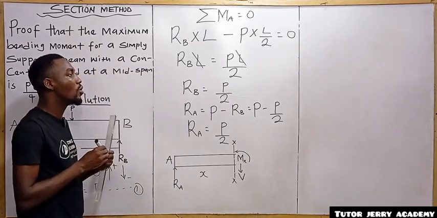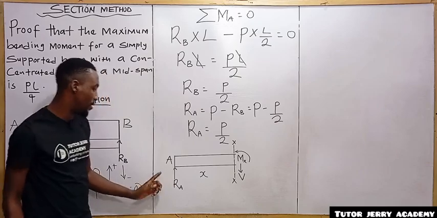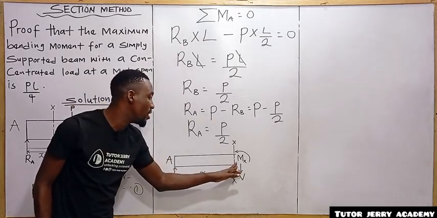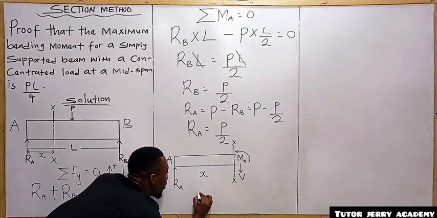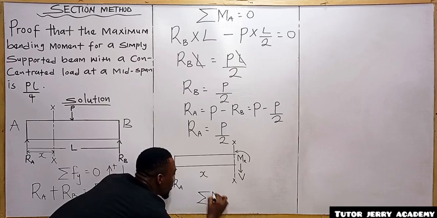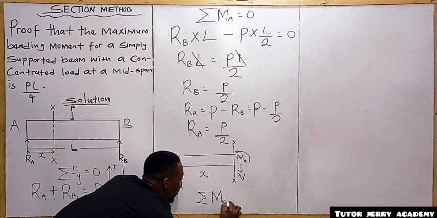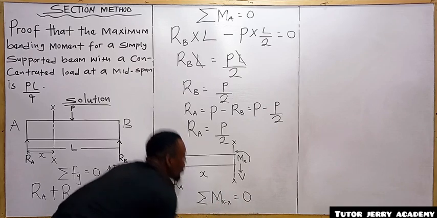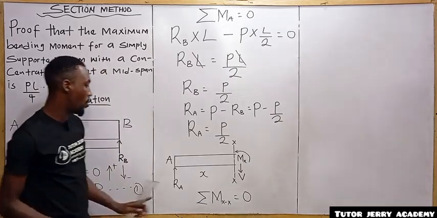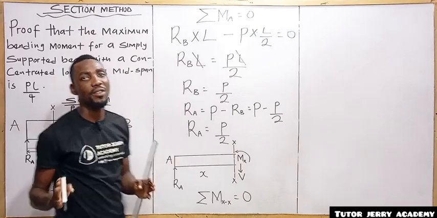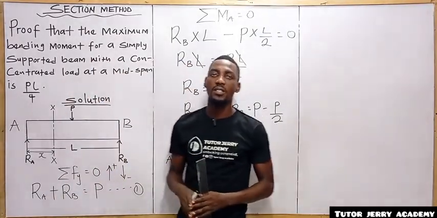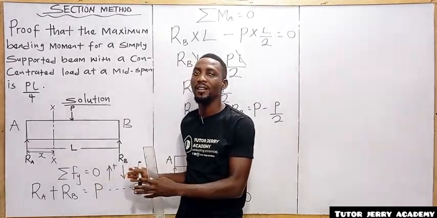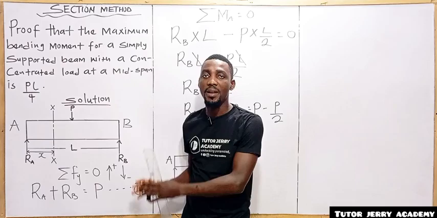So we are going to be taking our moment towards this part. We are going to have the sum of moment about the sectioning part equals 0. Don't forget, our conditions still remain the same: upward force is positive, downward force is negative, and the moment created by these two assumptions remain the same.